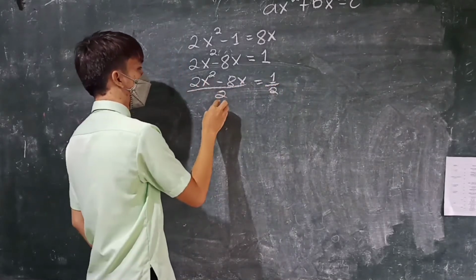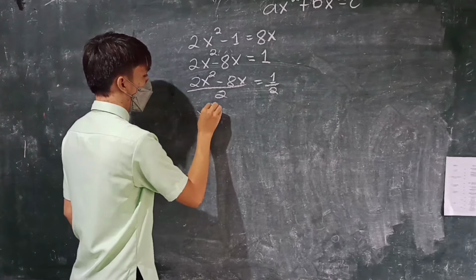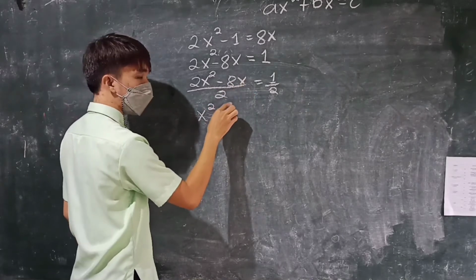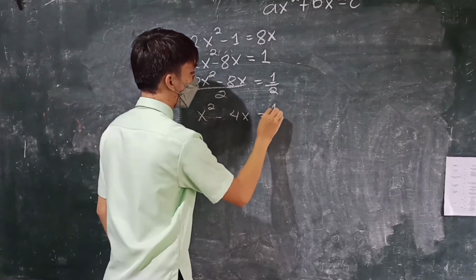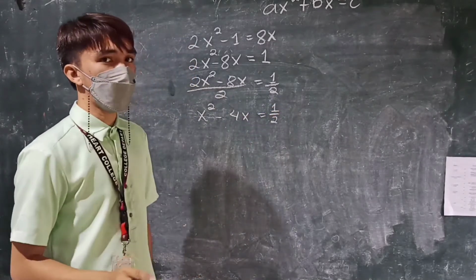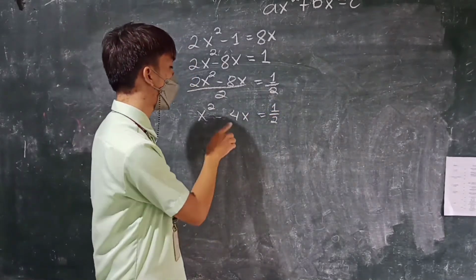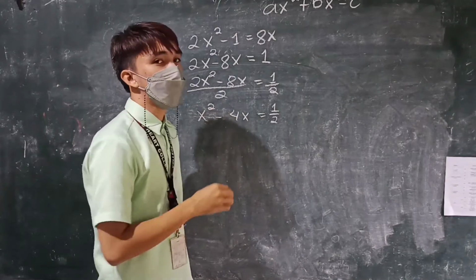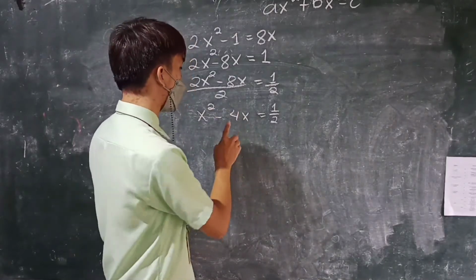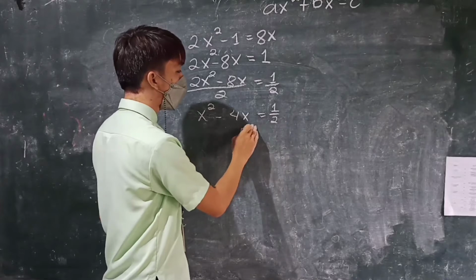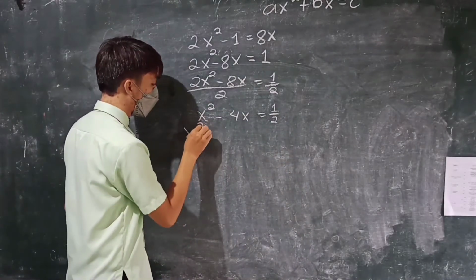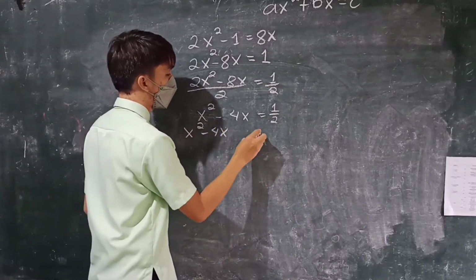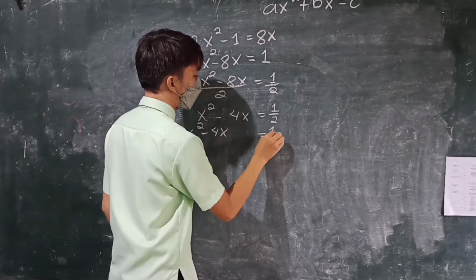2x squared divided by 2 is equal to x squared. Negative 8x divided by 2 is equal to negative 4x equals 1/2. Next, we are going to add the square of half of the linear term, the coefficient of the linear term, to both sides of this equation. So let's rewrite it. x squared minus 4x, leave a space, plus 1/2.